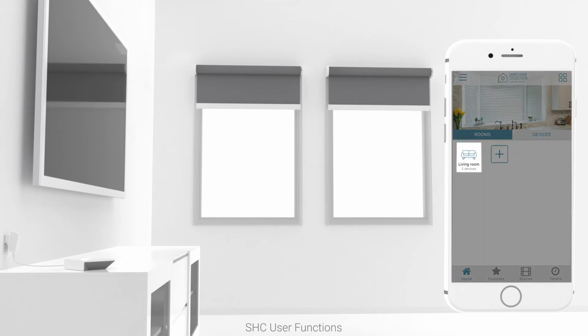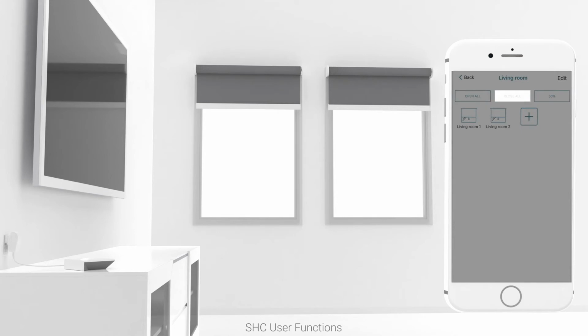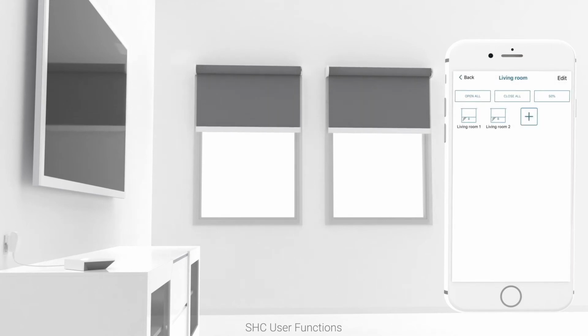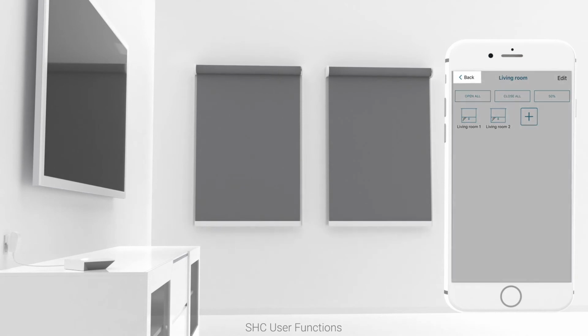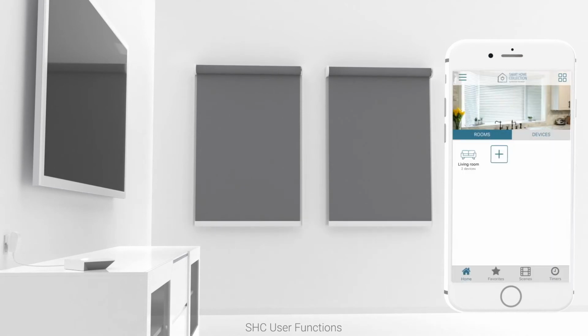Click on the room to open and control the room. You can open all, close all, or set to a custom percentage. Select Back to return to the main menu.